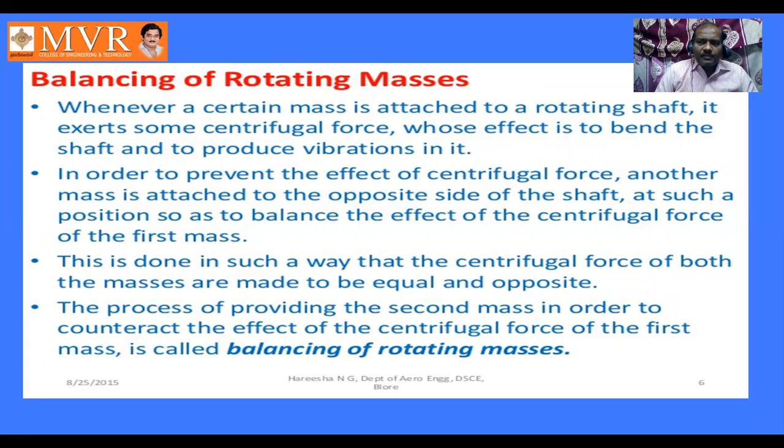If it is stable, no problem, but if it is going to be an imbalanced state in dynamic conditions, you should take extra care to keep it in balanced condition. In order to prevent the effect of centrifugal force, another mass is attached to the opposite side of the shaft at such a position so as to balance the effect of the centrifugal force of the first mass.